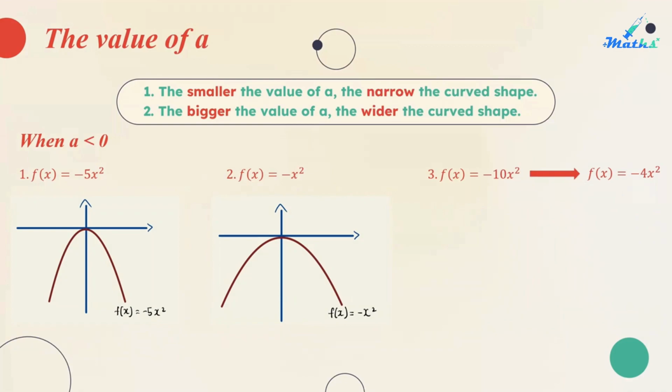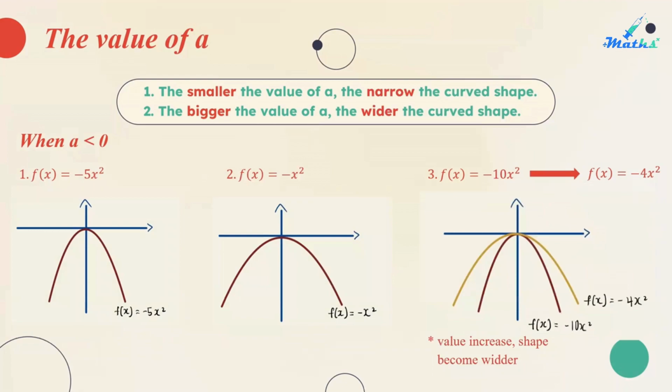Okay, let's see example 3. The previous question is f(x) equals negative 10x squared, increased to f(x) equals negative 4x squared. Is negative 4 greater than negative 10? Yes, so the curve shape of negative 4 is wider than negative 10, because the bigger the value of a, the wider the curve shape. Remember, when the value increases for a less than 0, the shape will become wider.